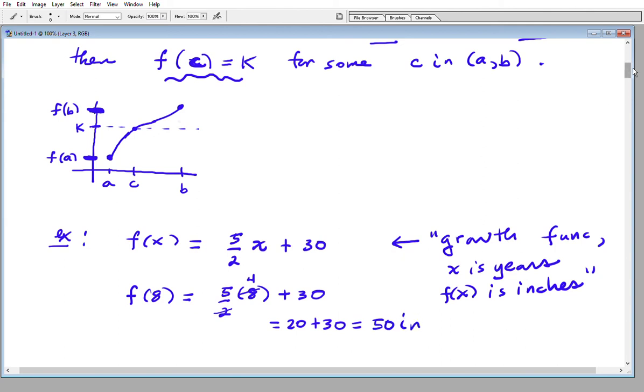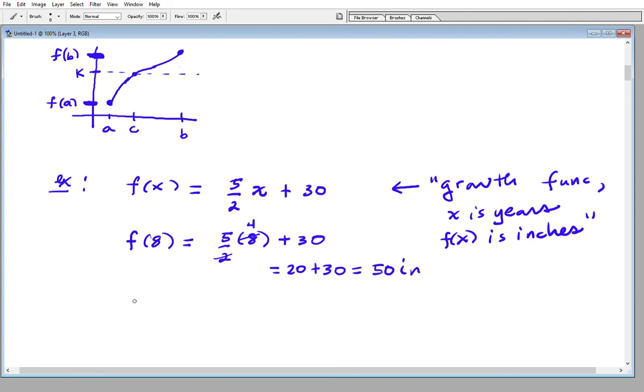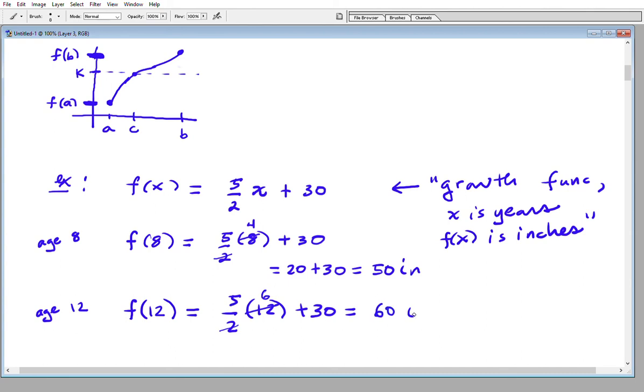All right, and let's say what happens at age 12. Okay, so this one is age 8. This one's age 12. Okay, we have 5 over 2 times 12 plus 30. So let's see where the ending height is. This is 6. 5 times 6, we have 30 plus 30, we have 60 inches. So in these 4 years, the child goes from 50 inches to 60 inches. All right.